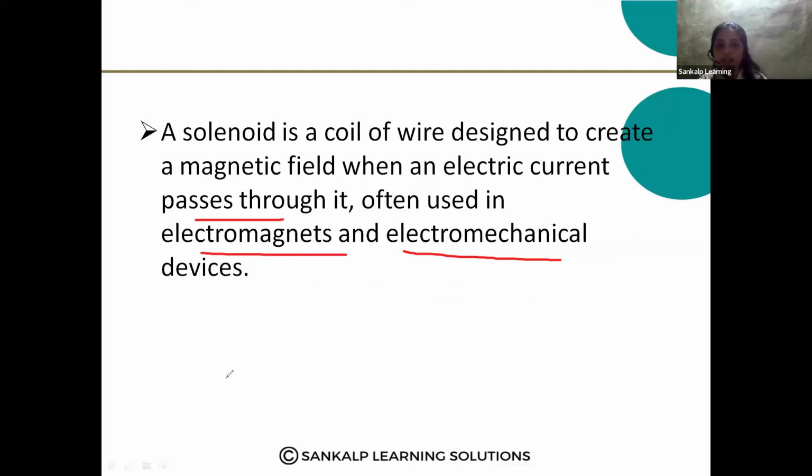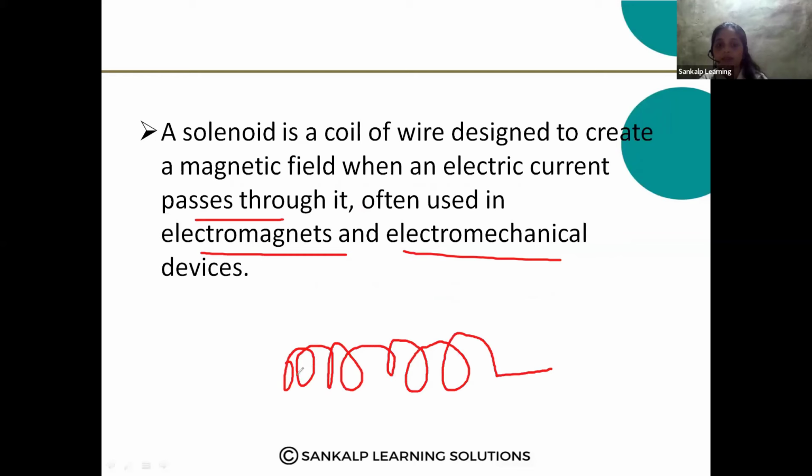A solenoid is a coil of wire designed to create the magnetic field. So here this is able to create the magnetic field when current passes through it. That is used in electromechanical devices, and for the formation of electromagnets. So that is nothing but the solenoid.